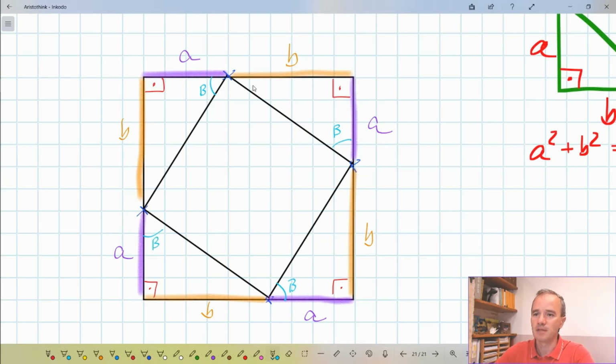Now let's create A. Opposite to A is this angle, agree? So this is going to be our A angle, and it goes for all of them.